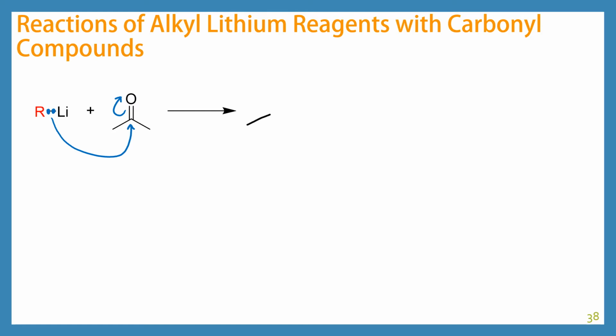And so we end up with a negatively charged oxygen and our R group added to the carbonyl carbon. And just like with the Grignard reagents, you're going to want to follow that up with an aqueous acid workup. So nice and simple.